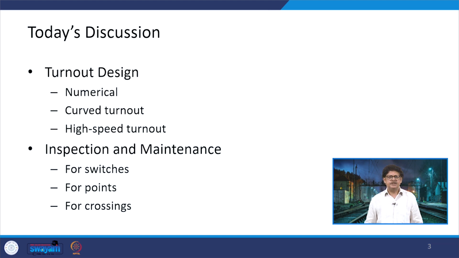In today's discussion, we will be continuing with those. We will solve a numerical on that. Then we will talk about the curved turnouts, then the turnouts which are required for high speed movements. And then finally, we will be discussing the inspection and maintenance in terms of switches, points and crossings.